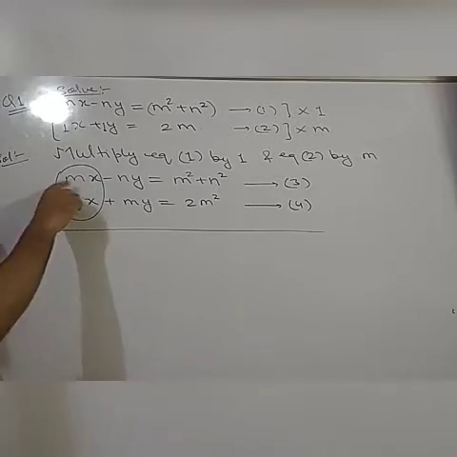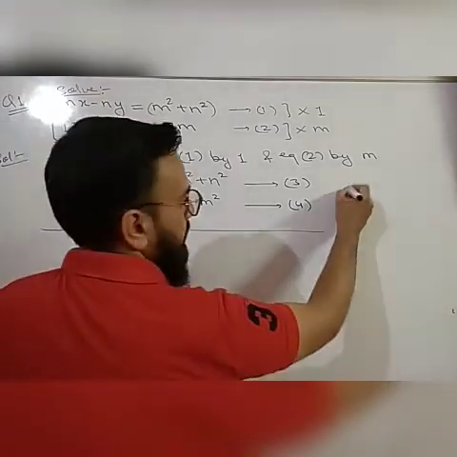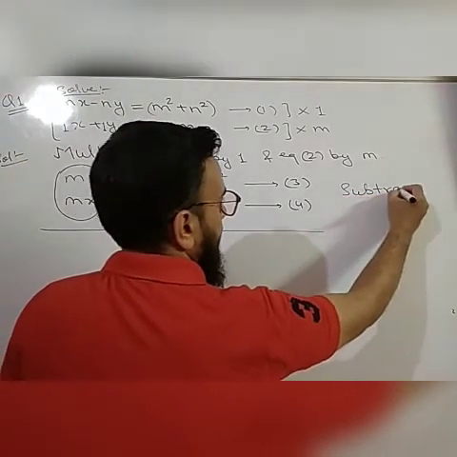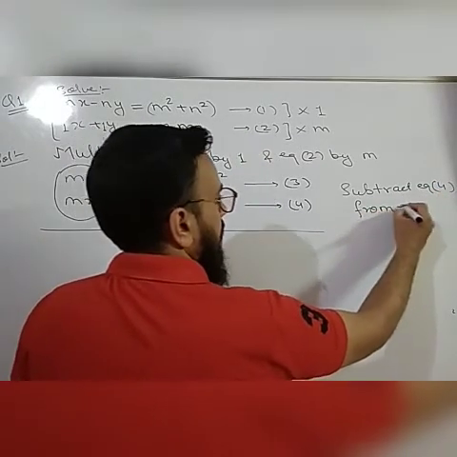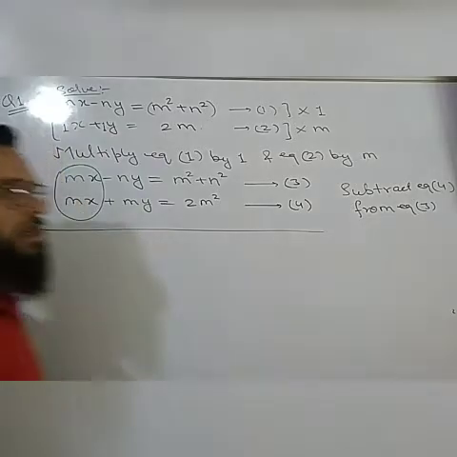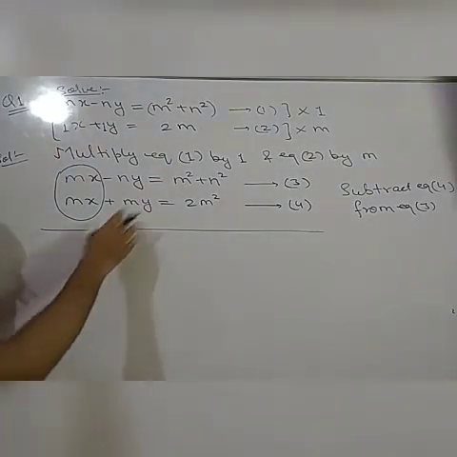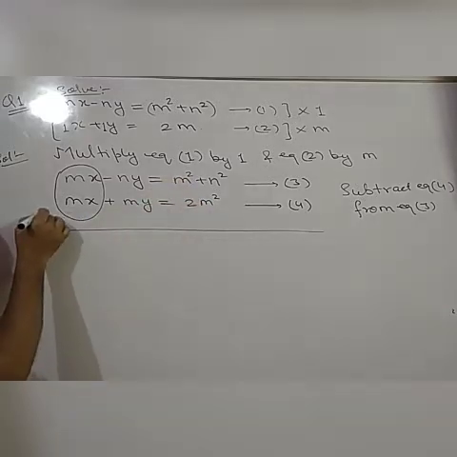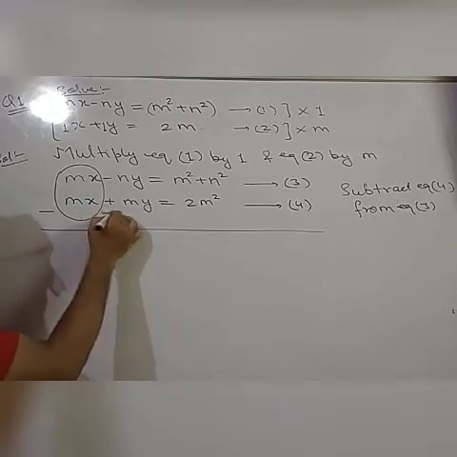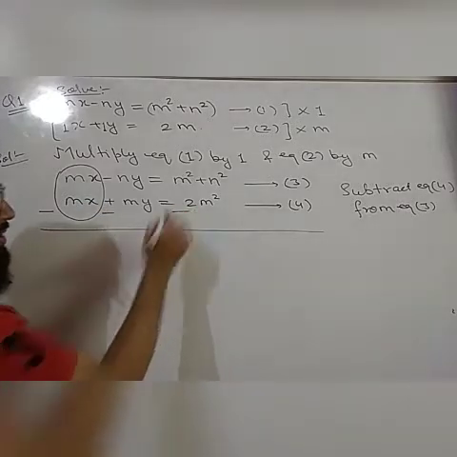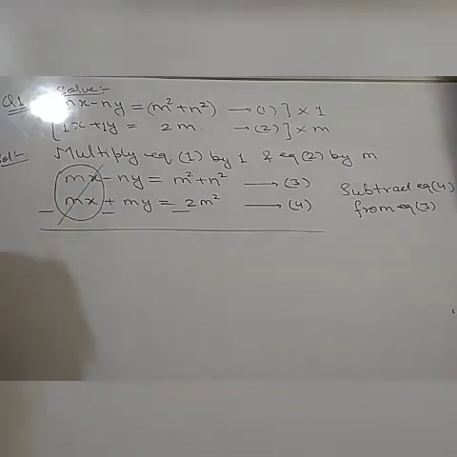So in equal coefficients, the signs are the same. Then what will we do? We will subtract. Now subtract equation 4 from equation 3. Subtract equation 4 from equation 3. So when we subtract, for the subtraction the sign is minus. Here it will be minus, it is plus, so it will also convert to minus, and it will also convert to minus. This mx minus mx will cancel out.